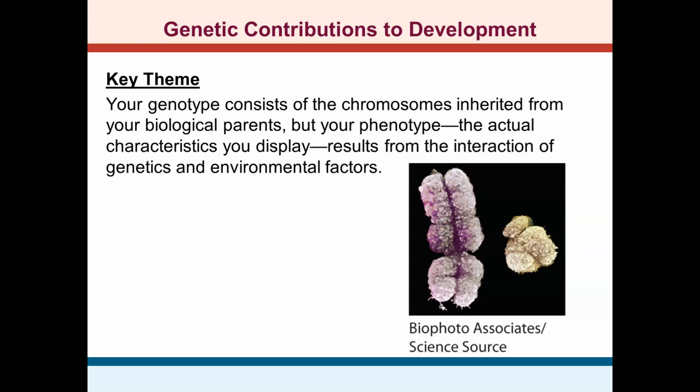Now there's another word that's closely related, and that is phenotype. Okay? And that is the characteristics you display. So phenotype means, basically, how tall are you? What is your body type? What is your hair color? What is your eye color? Things like that. That is what's known as phenotype. And that is the result of interaction between genetics, genetic inheritance, and environmental factors.